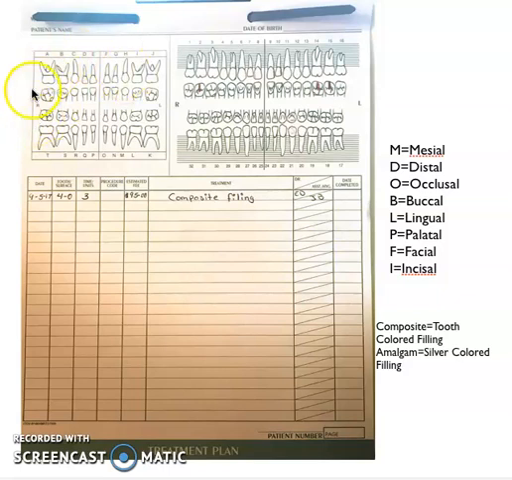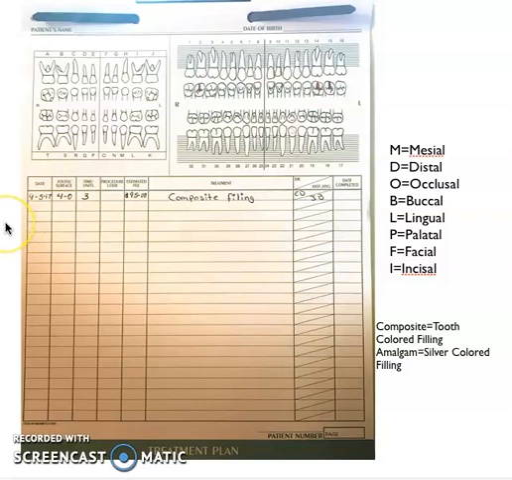Again, here we have primary teeth, A through J, K through T. Here we have the permanent teeth. So this is like a picture. Some doctors want it colored in what needs to be done and then maybe what's existing. So this is a picture of the patient's mouth.